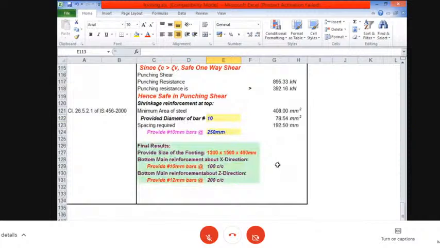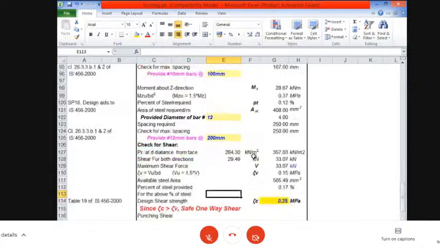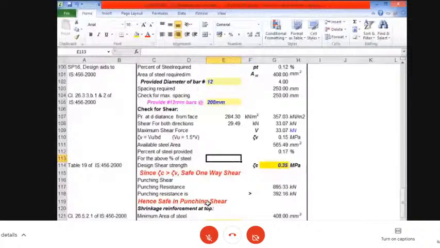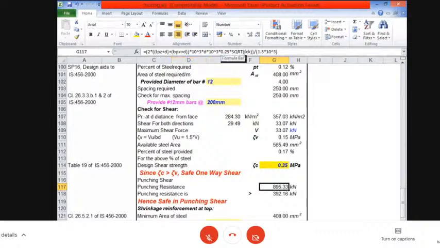Then when it comes to punching shear, that is nothing but a check for two-way shear. If you apply a load through this column, this beta c, that b is again the side of the column. So that punching shear also you have to check. Here it is checked at d by 2 distance. Since we are using the limit state method nowadays, we are not using the working stress method. Then you have to check it with the permissible shear stress, which will be 0.25 root fck.